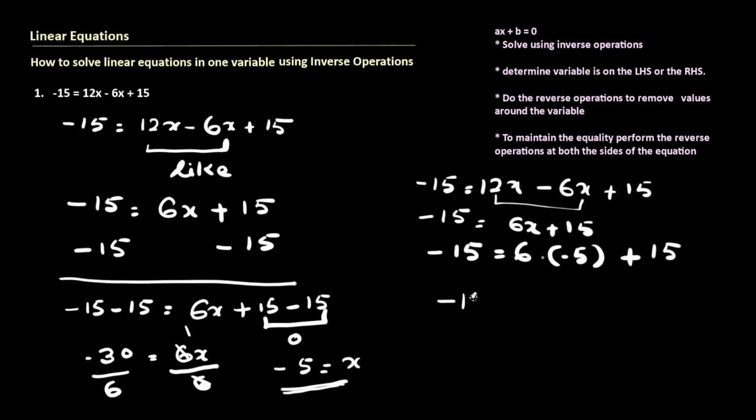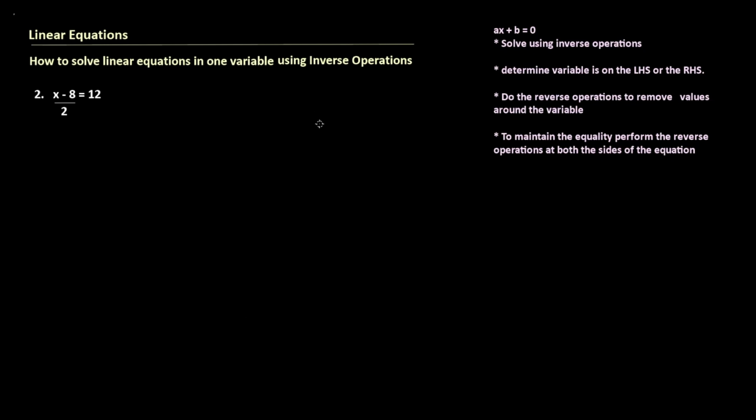So minus 15 equals 6 times minus 5, which is minus 30, plus 15. So minus 15 equals minus 30 plus 15, which is minus 15. That is true. That means our solution x equals minus 5 is right. Now we are going to look at the second example.